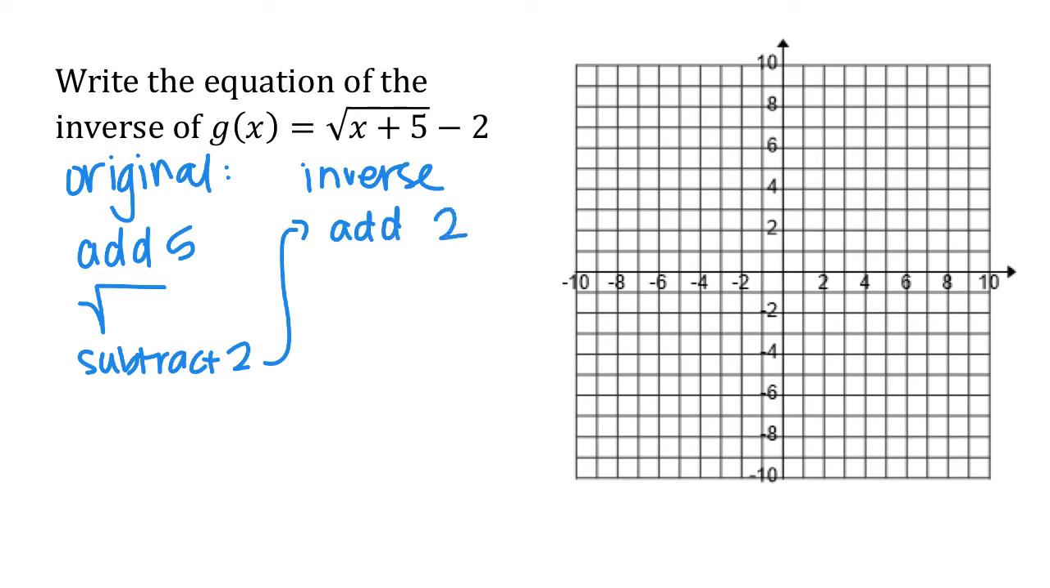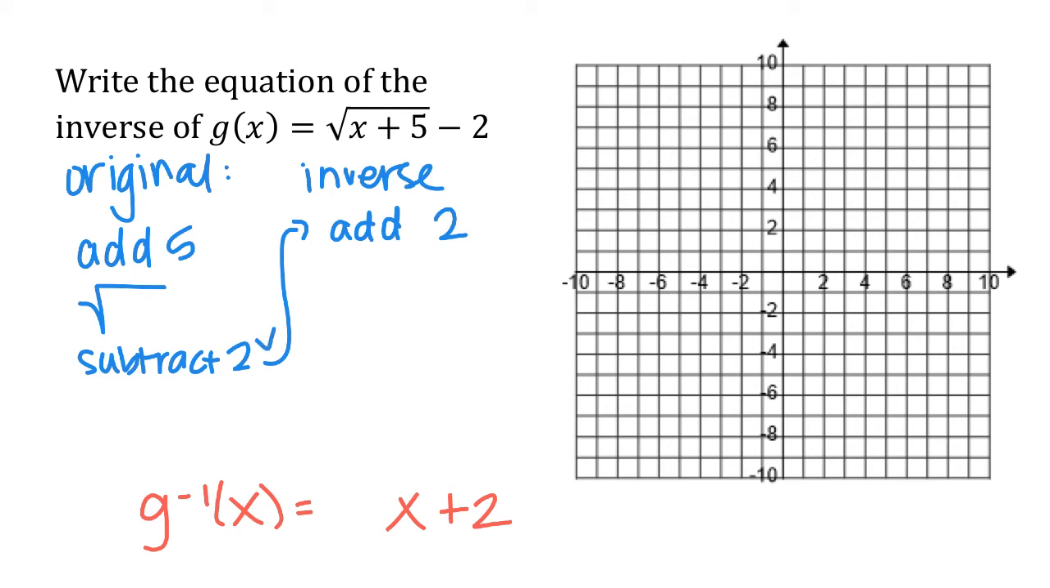And I'm going to go ahead and start writing the equation. The inverse of g of x. I'm going to leave some room in case I need to add to it. We're going to take the input and add 2. I'm just writing the first step down. Okay, so that was the inverse of subtracting 2.